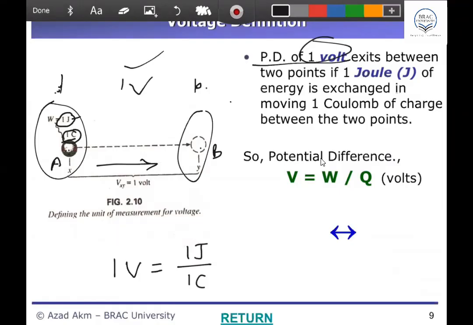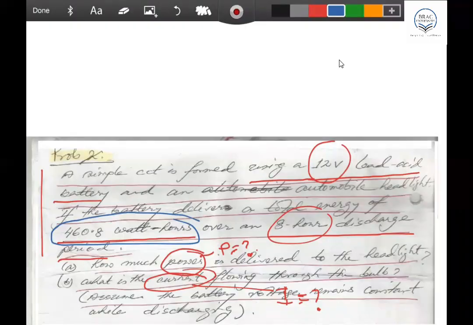Now, if you need to move 1 coulomb charge from point A to B and you need 2 joule, not 1 joule, then it will be 2 joule per 1 coulomb, which is 2 volt. It is not 1 volt, it is 2 volt, because to move 1 coulomb charge you need to do 2 joule of work. Okay, so you get my point.